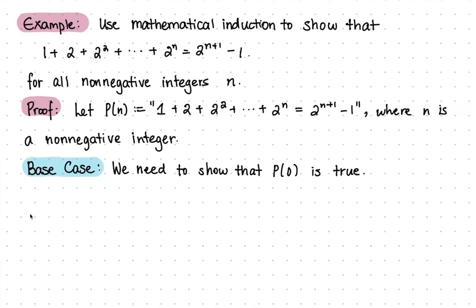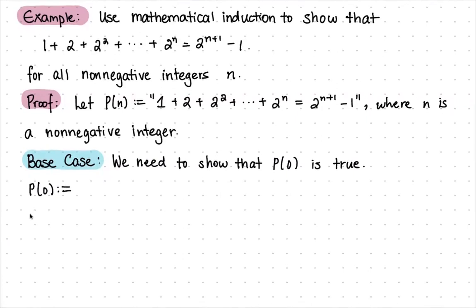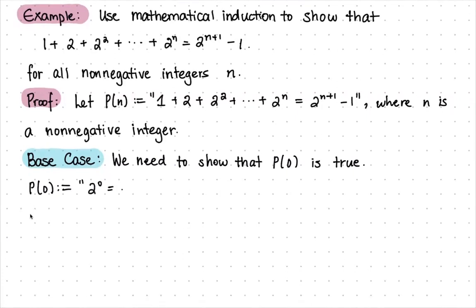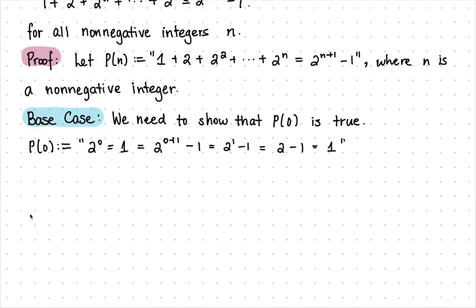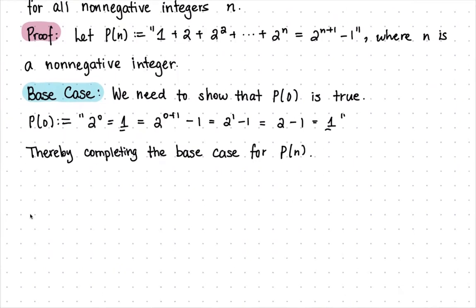Okay, so what P of 0 means is that on the left-hand side, we would just have 2 to the power of 0, which is equal to 1. And on the right-hand side, we have 2 to the 0 plus 1 minus 1, that's equal to 2 to the power of 1 minus 1, that's equal to 2 minus 1, which is equal to 1. Because we have shown that they're both equal, 1 equal to 1 in this case, thereby completing the basis step, or the base case, for P of n. Okay, so that's the base case.